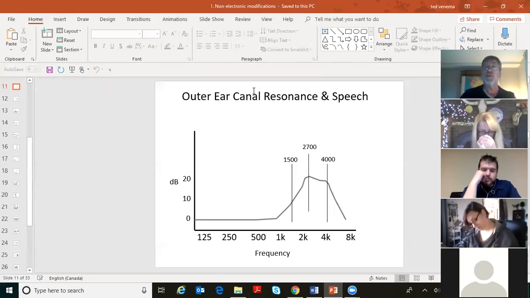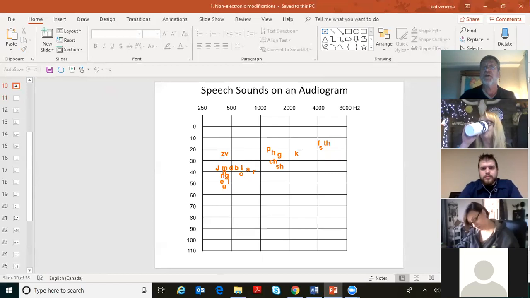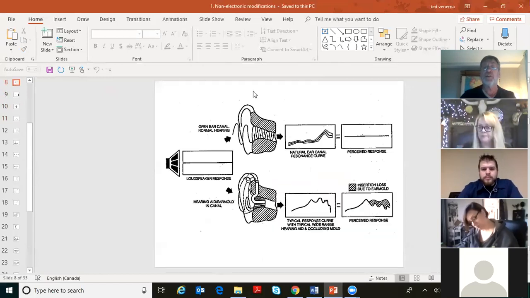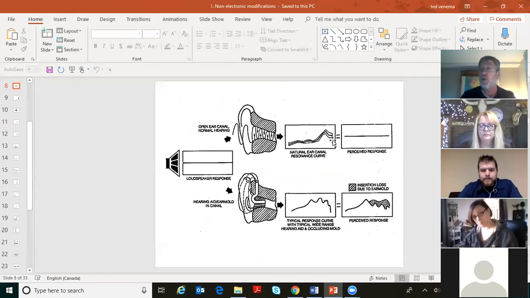The point is, as soon as you stuff something in an ear, you have lost that resonance. You're putting something into the ear. Here's your open ear canal. You would have that resonance, which, by the way, sounds to you and me perfectly normal. When you plug up your ear, the frequency response of the hearing aid may look like this, but because you've lost part of that resonance, you're not going to get everything.